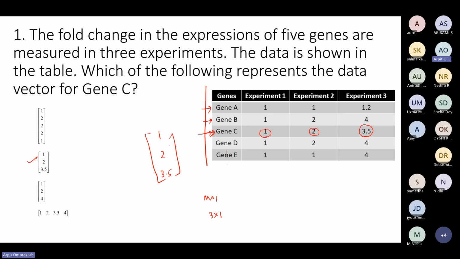And vector we know is m cross 1. So in this case, since we have three values, it will be 3 cross 1. So all the values will be arranged in one column. And since we have three values, we'll arrange them in that order, 1, 2, and 3.5. Therefore, this will be the data vector for gene C, which is given here. Is that clear? Yes, sir. Okay.